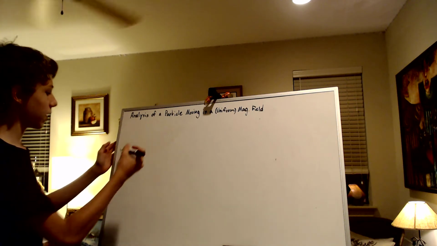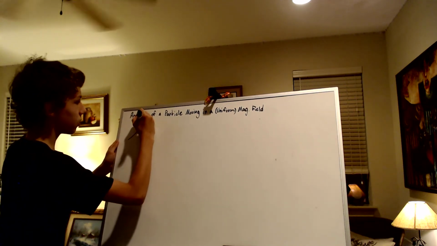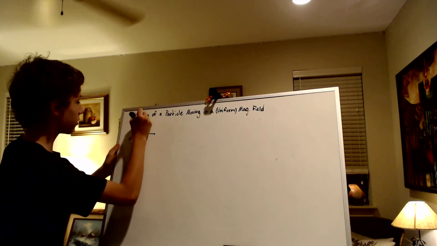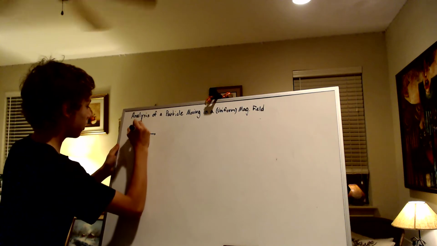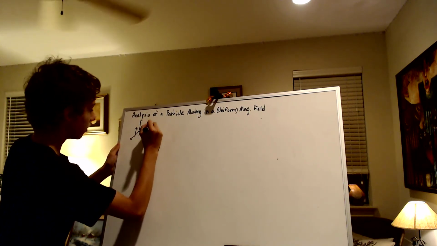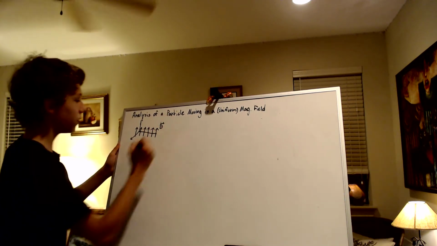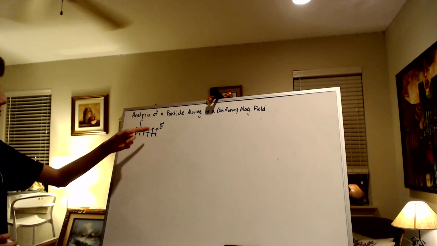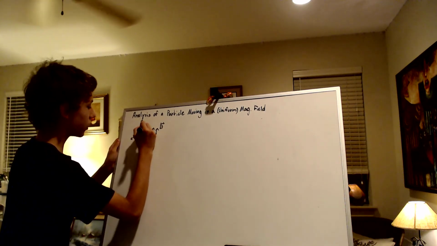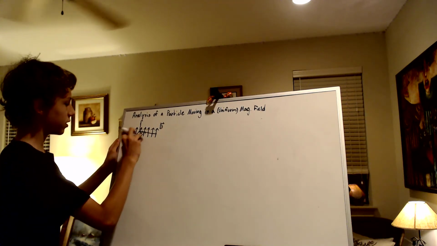So let's start by looking at this specific uniform magnetic field. Let's say we have our three-dimensional coordinates, and we have our uniform magnetic field only going in the z direction. So this is some uniform magnetic field, call it capital B. And then let's say we have some particle here with a velocity v and charge, I should say, q.